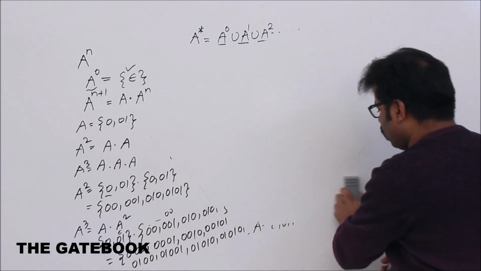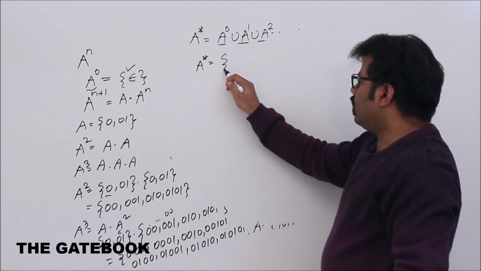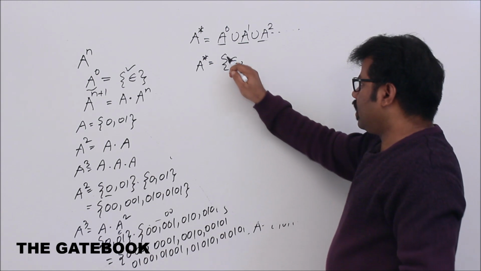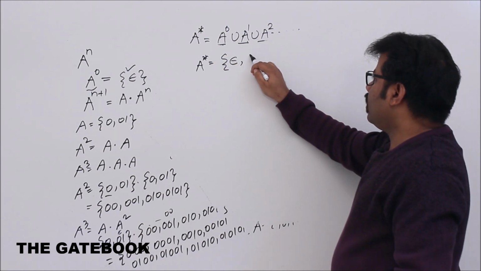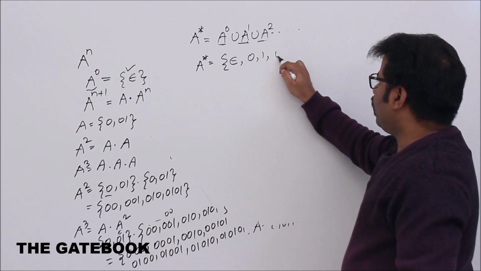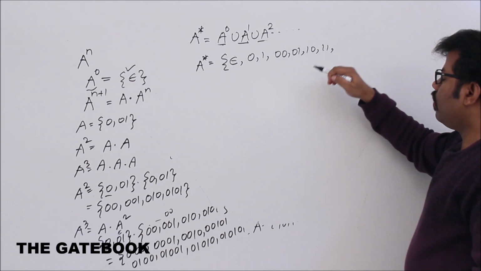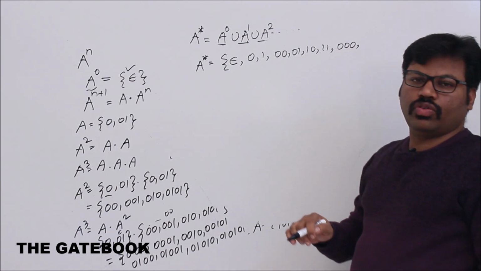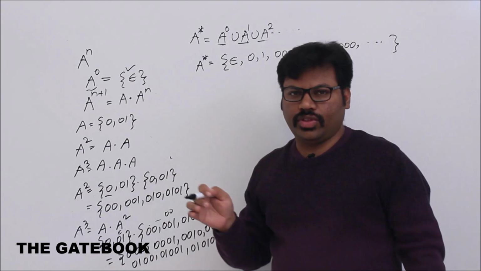So now if I write A star, it is nothing but first all possible 0 length strings, epsilon, because we have to write A power 0, union A power 1, all possible 1 length strings 0, 1, A square 00, 01, 10, 11. When you do the union with A cube, the new elements will be 000, 001 and so on. Because it's an infinite set, I'm not writing all of them.